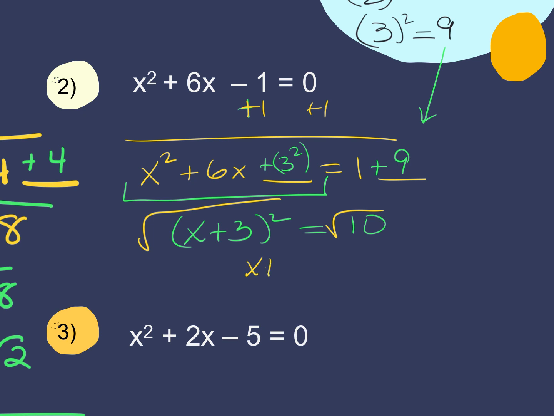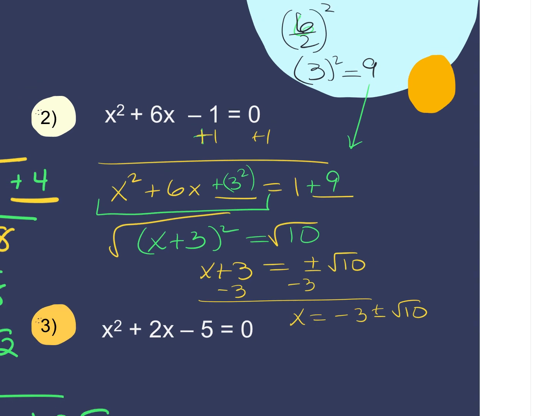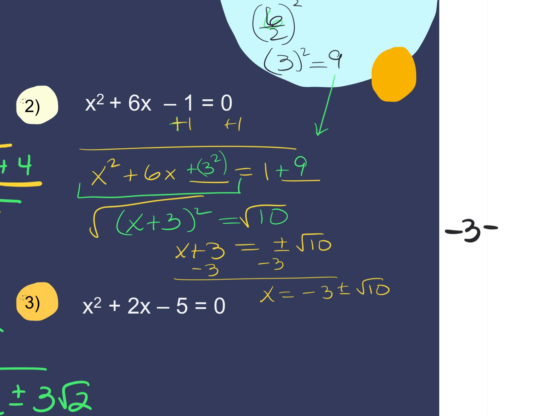I end up with x plus 3 equals positive and negative square root 10. Now, if I try to do a factor tree to break down the 10, it's just 2 times 5. I don't have any pairs, so I just leave the square root of 10 alone, and then move the 3 over. And then I get x is equal to negative 3 plus or minus the square root of 10. Again, remember, WebAssign is going to expect you to pull it apart. So you're going to enter it as negative 3 minus the square root of 10, and then negative 3 plus the square root of 10.